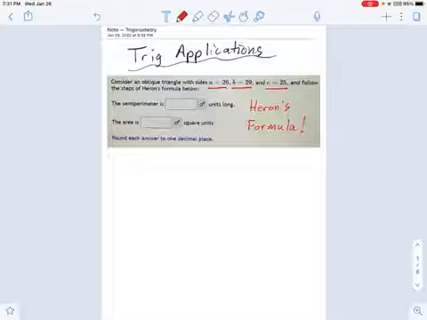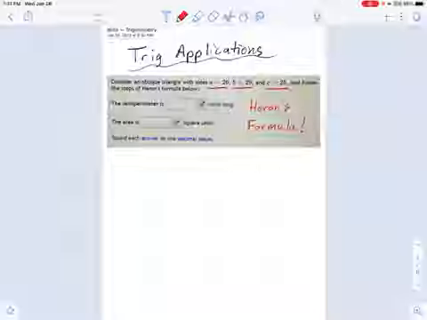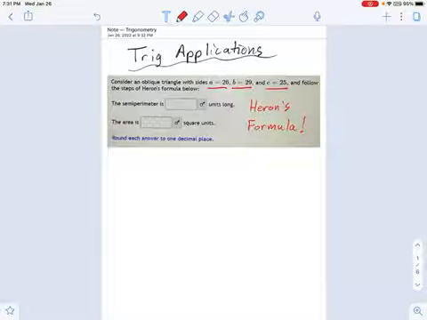So the last formula that involved 1/2 ab sine C, right? That's not going to be useful. I don't know what the angle C is. So we need Heron's formula in this case. And there's two particular things you need. Well, I mean, the area is one of them. That's the answer. But to get the area, you need to first calculate what's called the semi-perimeter.